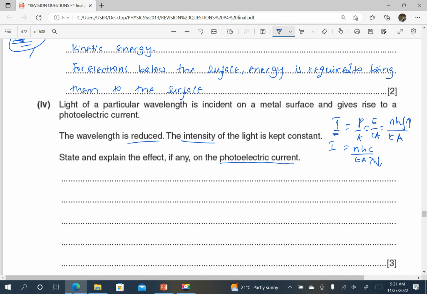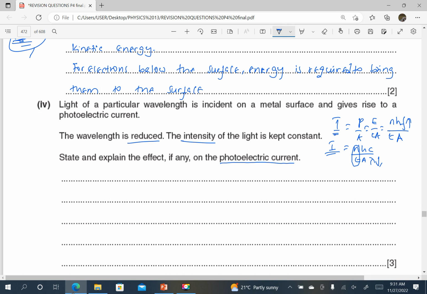If the intensity does not change, now I want you to note this very carefully. If the intensity does not change, it means N over T is inversely proportional to frequency. So if the frequency has been increased, then N over T must decrease if the intensity is not changing. We are going to have fewer photons arriving on the surface per unit time if the intensity is not changed, but the wavelength is decreased or the frequency is increased.